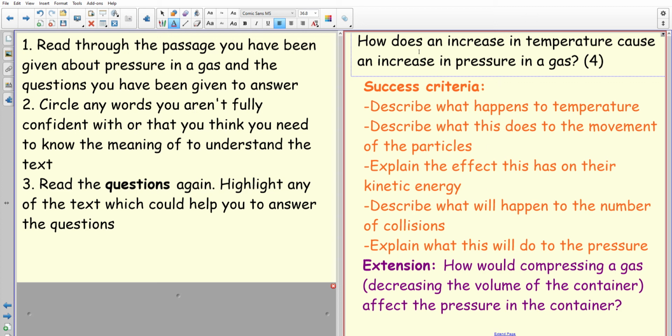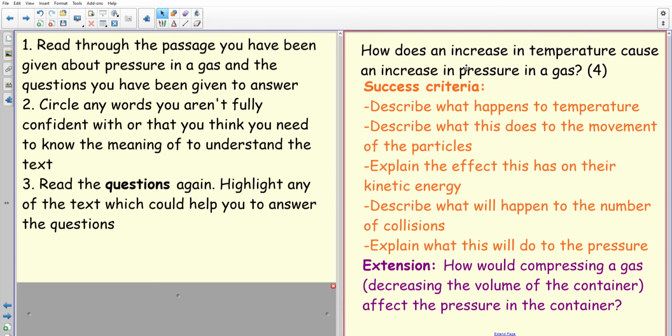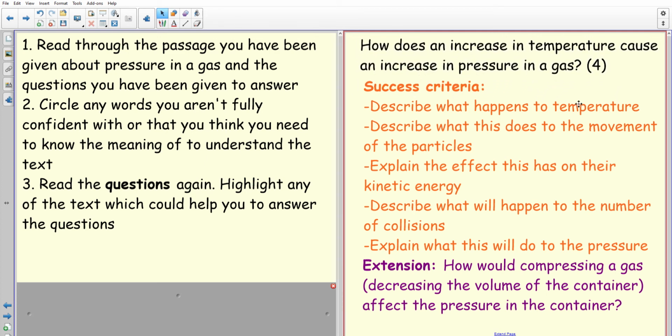So the big question is, how does an increase in temperature cause an increase in pressure in a gas? It's a 4-mark answer, so it needs to be a big paragraph written with everything. But I've broken it down into some success criteria that you need to do here, so I'll leave those up there. So it's 5 success criteria. I know it's only 4 marks, but if you write all these 5 things, you will definitely get those 4 marks. So go through, try and write this full answer.